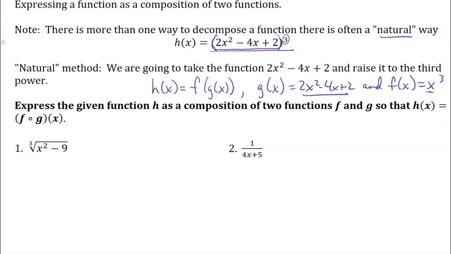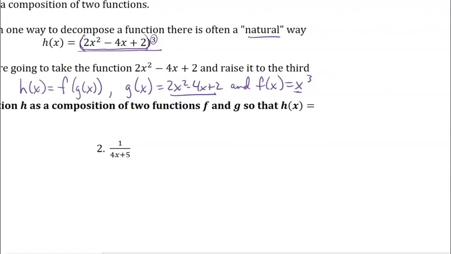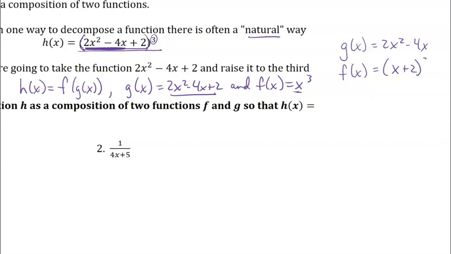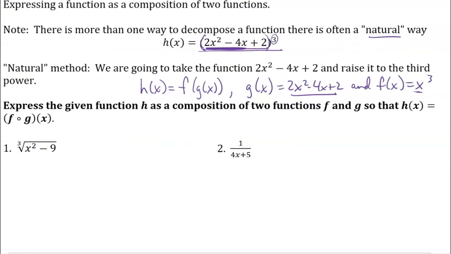Now, could I have also said, well, what if g of x, I'm going to write it over to the side and then delete it because we don't need it, but what if I said g of x was 2x squared minus 4x? Well, that's fine. That would make f of x equal to the quantity x plus 2, because I would need to take the g part, and then I would need to add 2 before I cubed it. That would be a silly thing to do. If I already have a polynomial, I should keep that plus 2 as part of the polynomial and then use the exponent as the outer part. Okay, so again, we don't need this. That's not the natural way to do it.